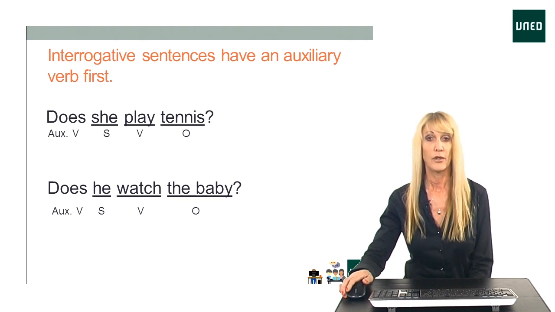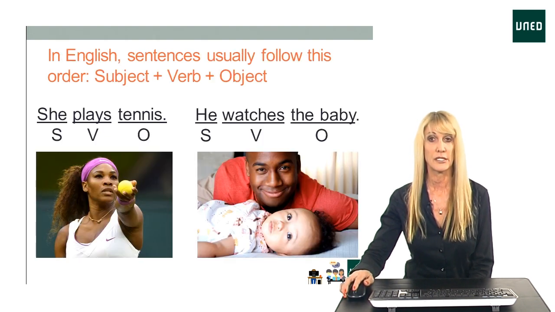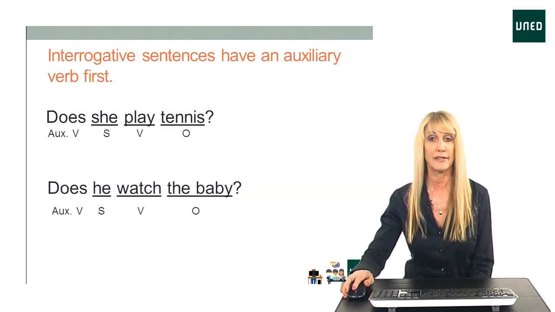Notice how the verb watch changed its form. In the previous sentence, he watches the baby. This is the present tense. Does he watch the baby is still in the present tense, but does is the verb that is conjugated, and watch stays in what we call the base form.